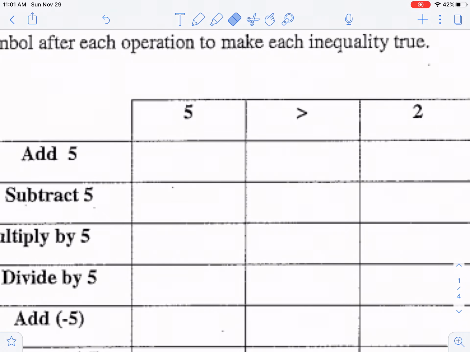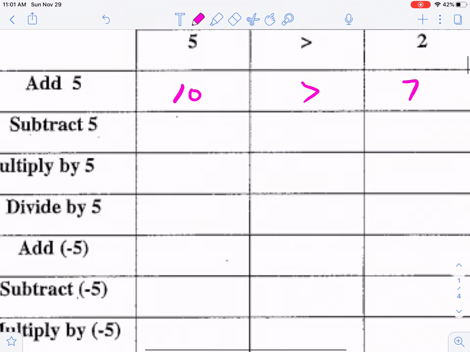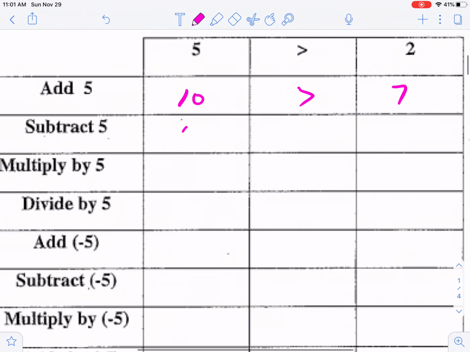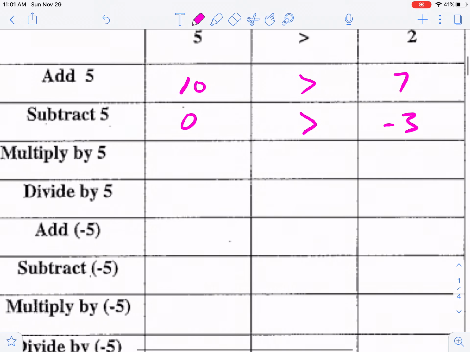5 plus 5 is 10. 2 plus 5 is 7. 7 is less than 10. Subtract 5. 5 minus 5 is 0. 2 minus 5 is negative 3. Negative 3 is less than 0. Arrow points to the small number.